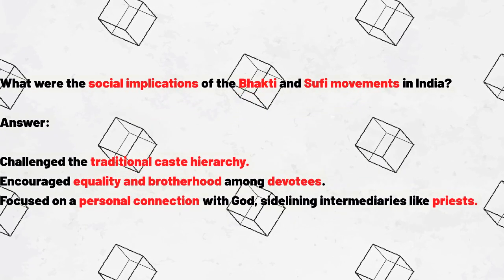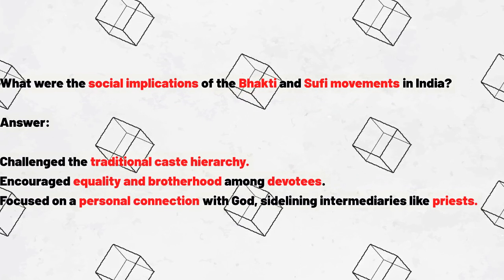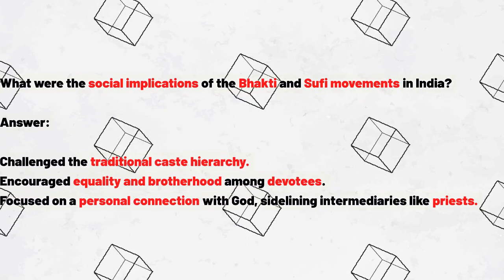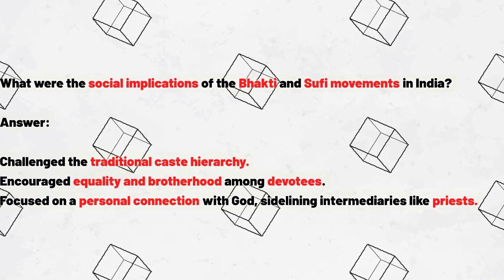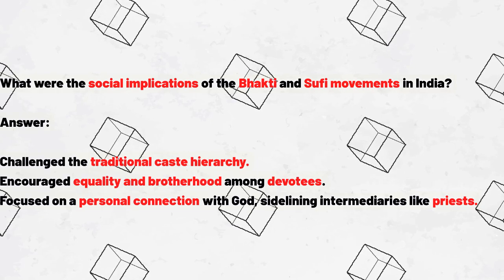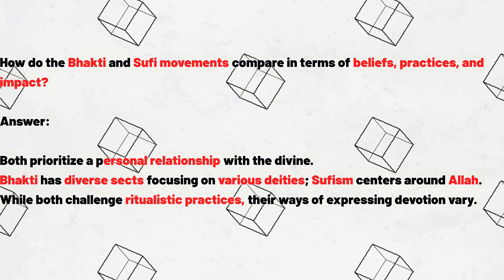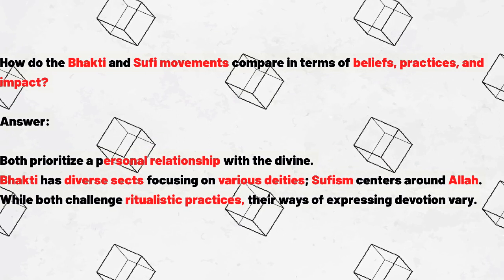What were the social implications of the Bhakti and Sufi movements in India? Answer. They challenged the traditional caste hierarchy, encouraged equality and brotherhood among devotees, and focused on a personal connection with God, sidelining intermediaries like priests.